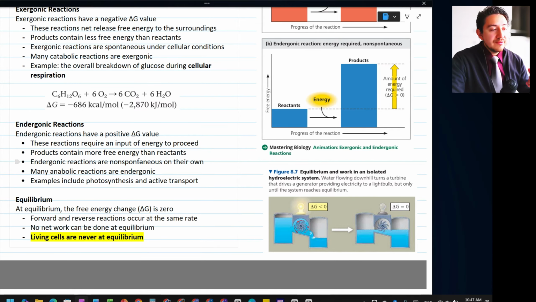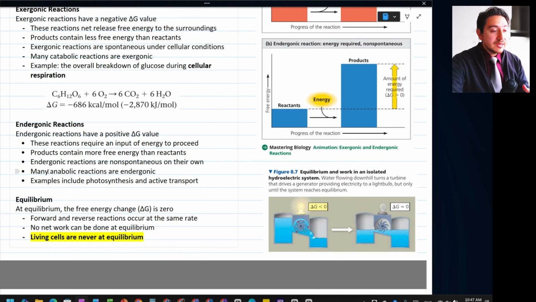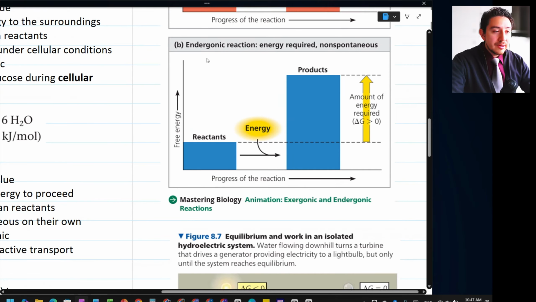They need to have energy inputted in them. Many anabolic reactions are endergonic. A very common, very famous example, as we're going to study later on, is photosynthesis, and active transport also. You can take a look here at panel B, endergonic reactions: energy required, so it's non-spontaneous.